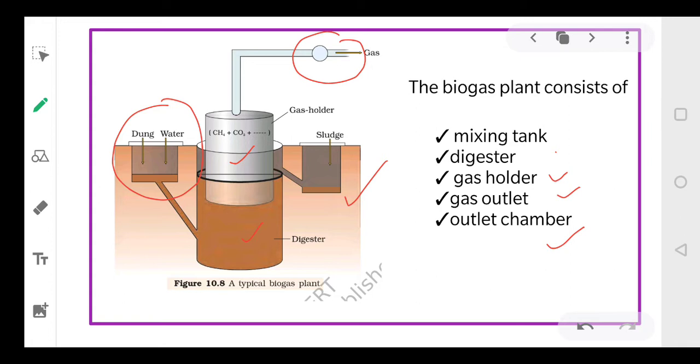Clear, everyone? And your biogas plant is made up of concrete. It is made with cement and brick. Okay, everyone?